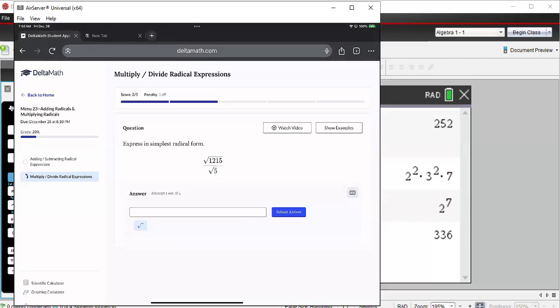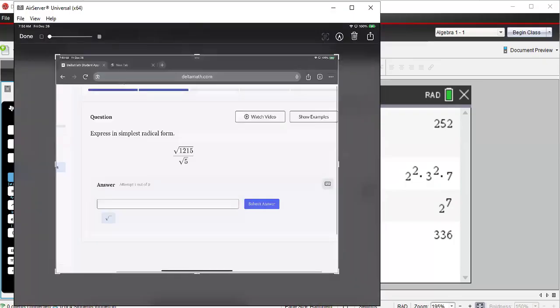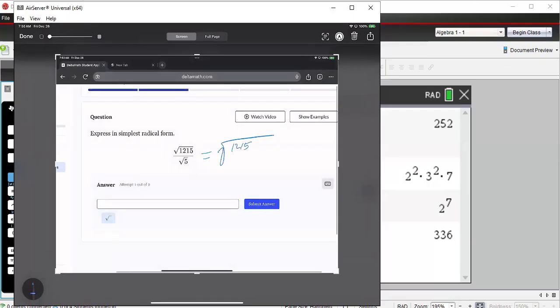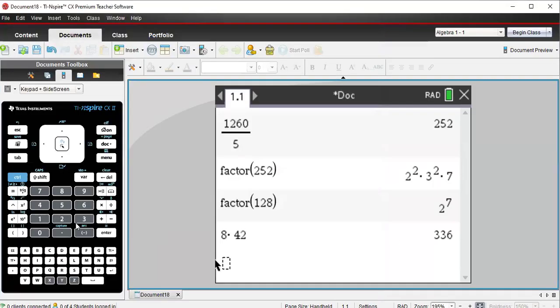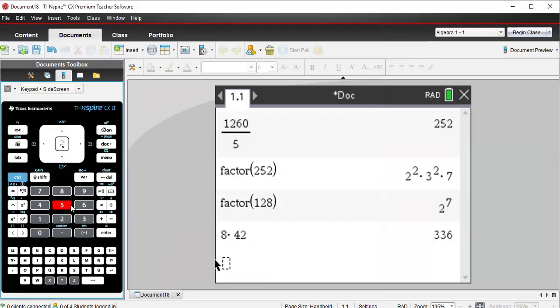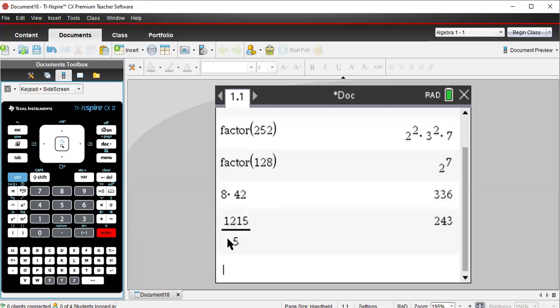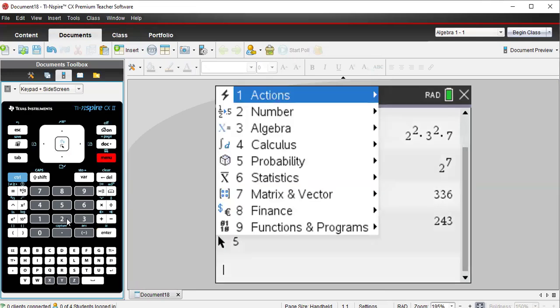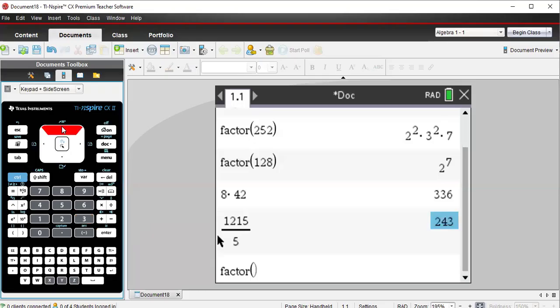Now let's see if we can find, oh good, we got one with division. Same thing again as we did before. So let me take a quick picture. We can rewrite this as 1215 divided by 5. And what is that equal to? Let's see, what's 1215 divided by 5? 1215 divided by 5 is 243. So now I'm going to do menu 23 of that number.